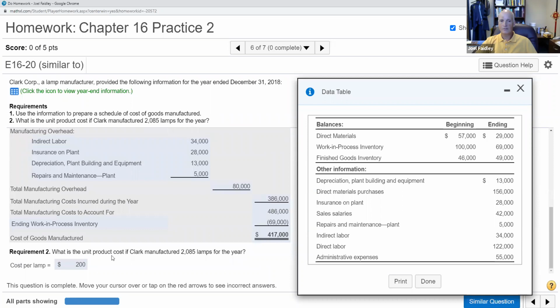All right. What is the unit product cost if Clark manufactured 2,085 lamps during the year? Well, let's see. Is that 417 divided by 2,085? Yep. So $417,000 cost of goods manufactured divided by 2,085 lamps is $200 cost per lamp.